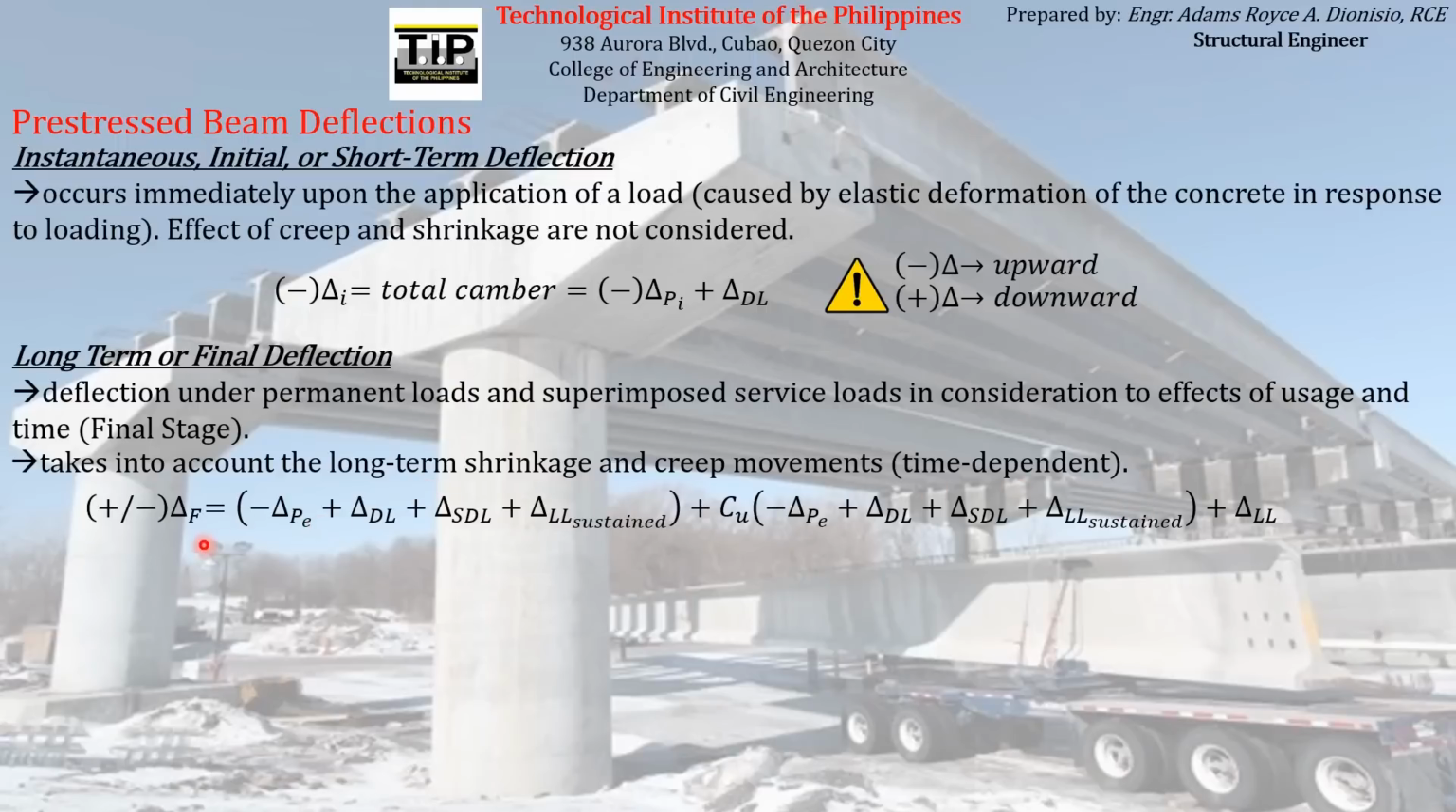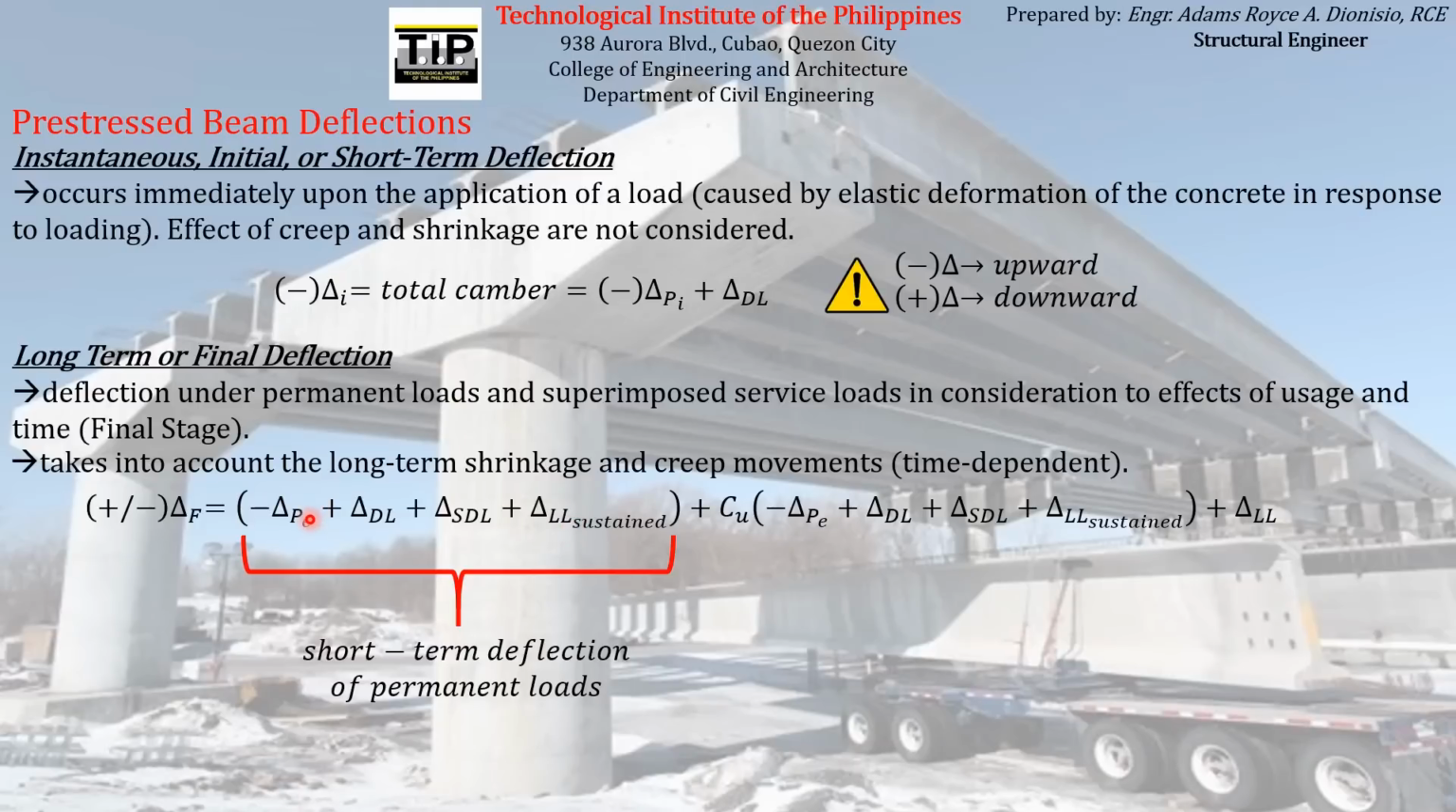So this first expression here is actually the short-term deflection due to the permanent loads. So you can see here the total short-term deflection is just the sum of the deflection due to the pre-stressing force alone, due to the self-weight of the member, due to the superimposed dead load applied to the member, and due to the sustained live load being supported by the concrete element.